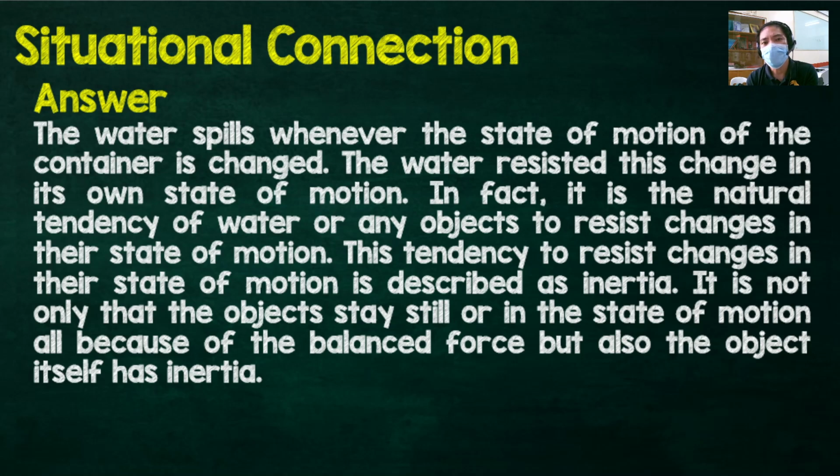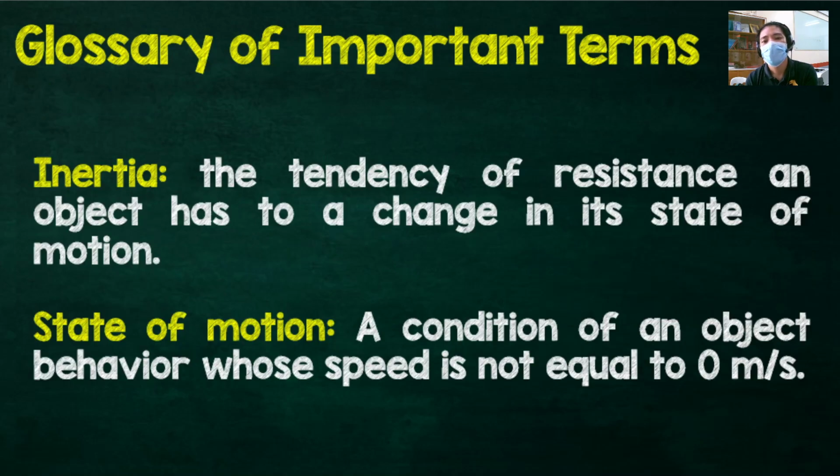But why is it that the water has to resist these changes of the conditions? Why does water always spill whenever you change the conditions? The answer lies in a tendency or a property of every object to resist changes in motion. This is called inertia, the tendency of resistance an object has to change in its state of motion.